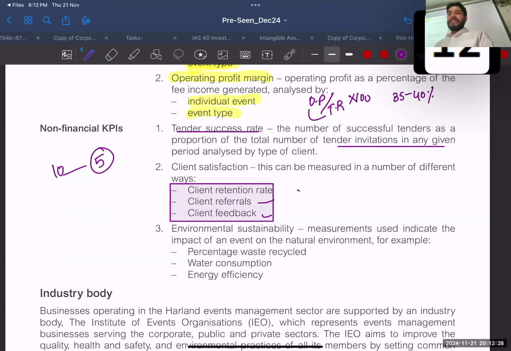Okay, so it says that client satisfaction can be measured in a number of ways. That is client retention rate. Now, how is this going to create satisfaction? Obviously, client retention rate will be dependent upon the quality of services that you give. And if this client retention rate is increasing satisfactorily for the company, it shows that the clients are satisfied. Client referral may be in the form of word of mouth, or any other way in which clients are being referred by someone who has already taken services from us.